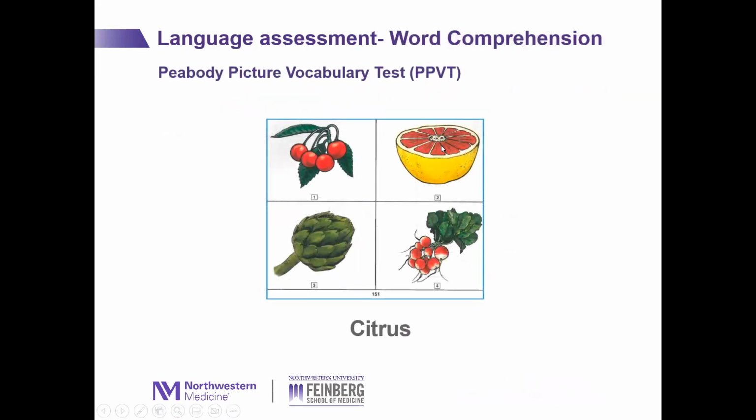And this is the Peabody picture vocabulary test, where people see the word and they're supposed to match it with the picture, and then people with semantic PPA cannot do that because citrus to them doesn't sound like a word. It sounds like a foreign word. They may ask you what's citrus.